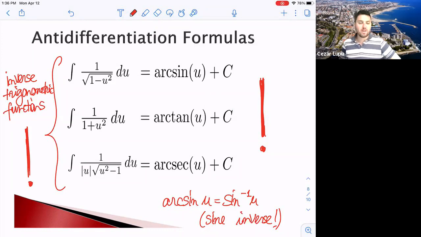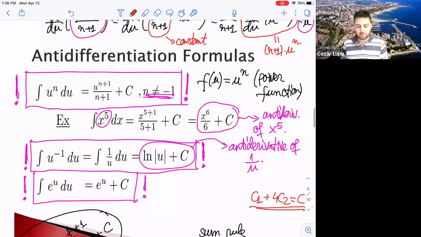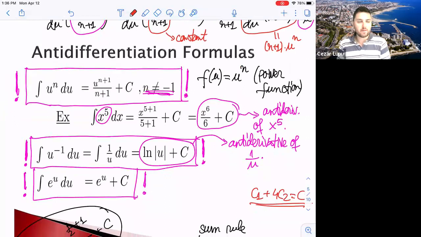All right. So these are the rules here. Let me go back a bit and tell you the first three rules here. As you can see, the first one involves the power function, the second one involves the inverse function, and the third one involves the exponential function.